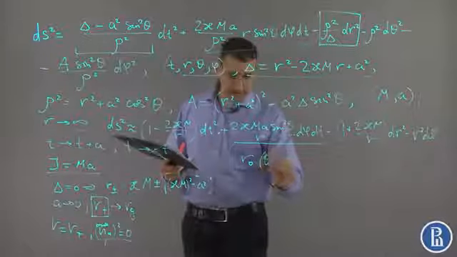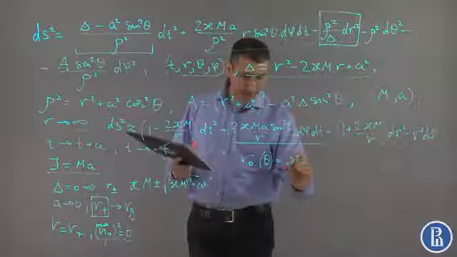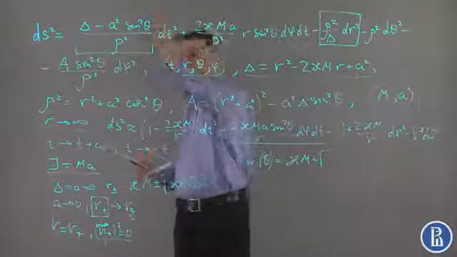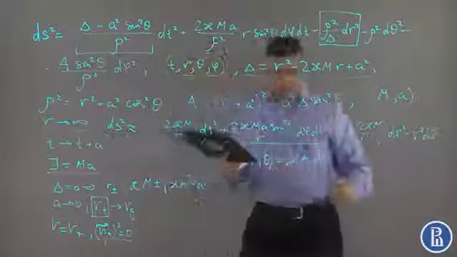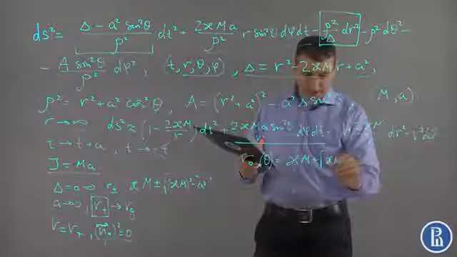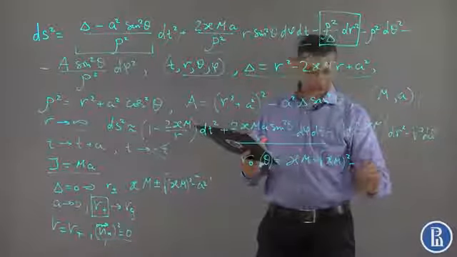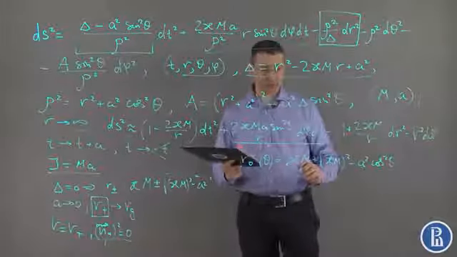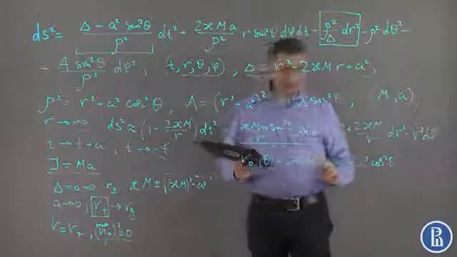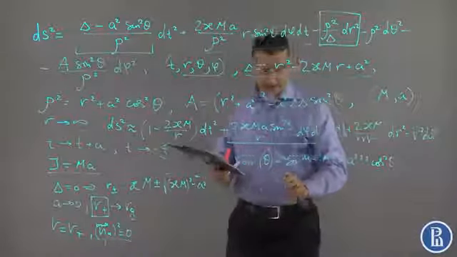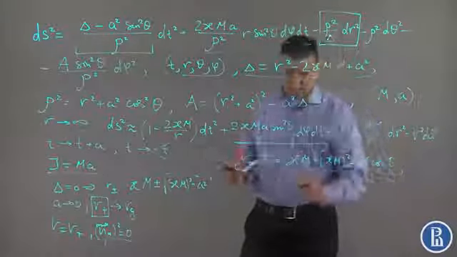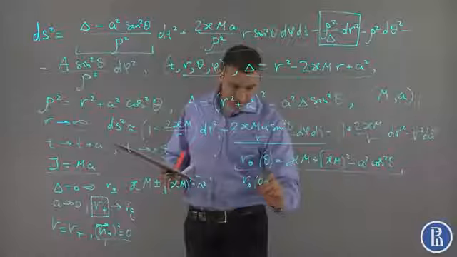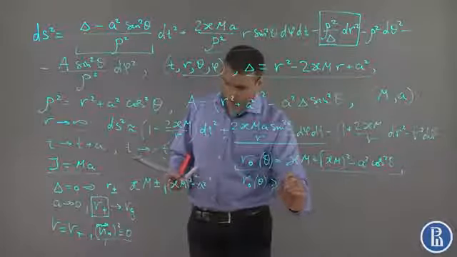R0 of theta equals kappa m plus, so this is one of the solutions of the fact that this is vanishing, plus kappa m squared minus a squared cosine squared theta. So this is the so-called surface of the ergo region. Notice that this r0 of theta is greater or equal to r plus.